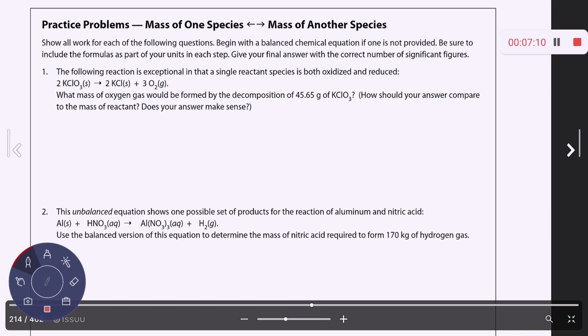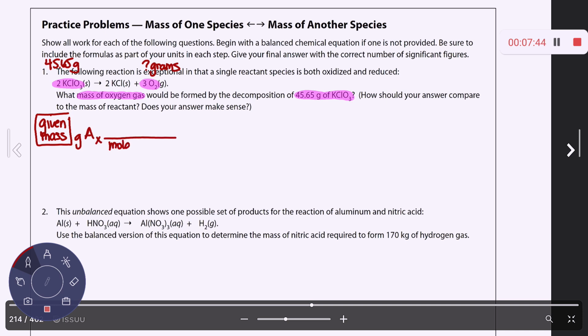Okay, so here it says what mass of oxygen gas, so this is oxygen here. So I'm going to be solving for grams of that, would be formed by the decomposition of 45.65 grams of KClO3. So this is my KClO3, and this is what I'm given. Okay, so that means whatever given mass you have, you will start with it here. We're going to call that grams of substance A.